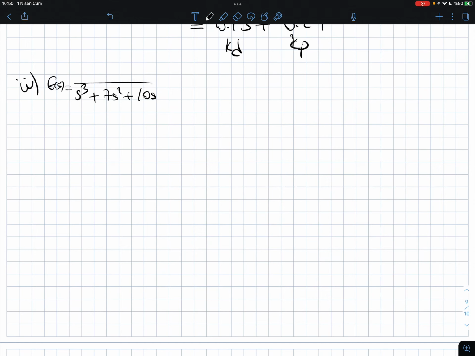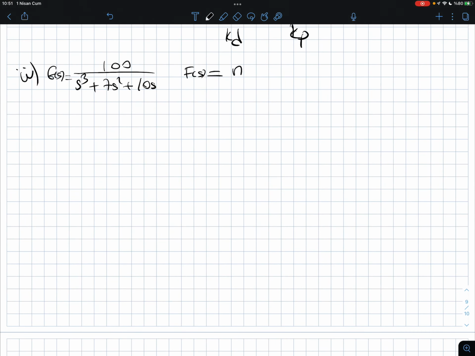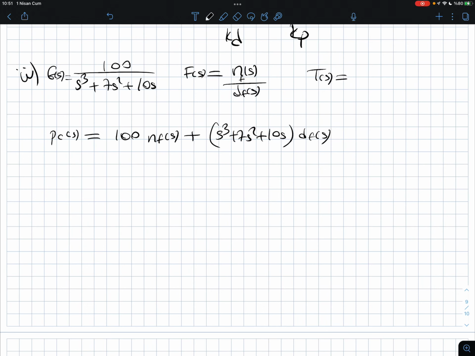Now, we know that Gs equals 100 divided by this, and we are looking for a controller. Now, let me remind you that Fs is Nf divided by Df. The characteristic polynomial is formed like the following: 100 Nf plus s cubed plus 7s squared plus 10s times Df. You can work this out. You can just use the fact that we have FsGs divided by 1 plus FsGs. You can see that this holds.